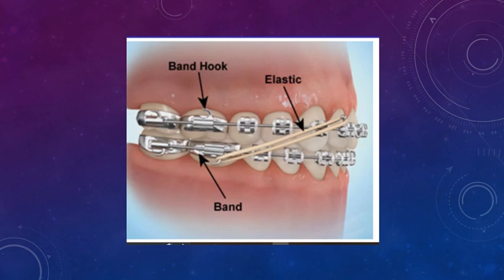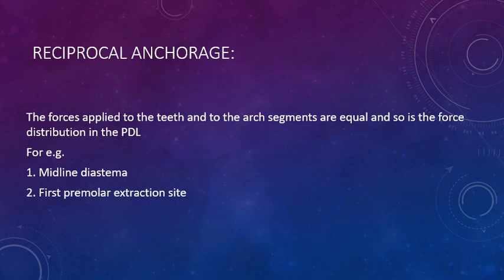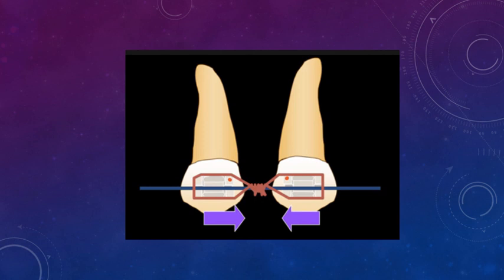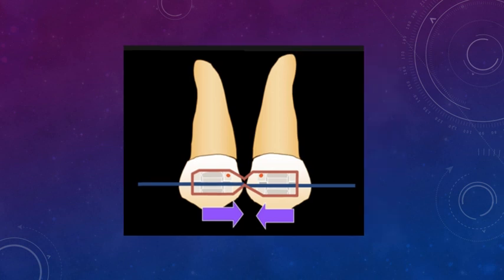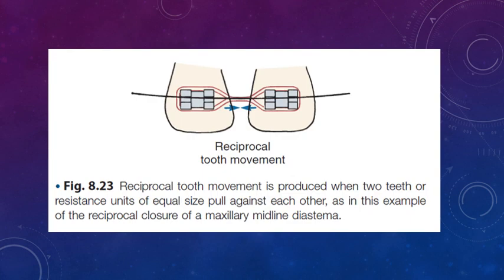Reciprocal anchorage. When the anchorage units have the same distribution of forces in the periodontal area, that is, the teeth to be moved have equal root surface area. For example, this picture shows two teeth ligated by a wire. They both will be receiving equal and opposite forces, and as a result, the space between them will be closed. Here is another example of diastema closure, where a similar situation is happening.